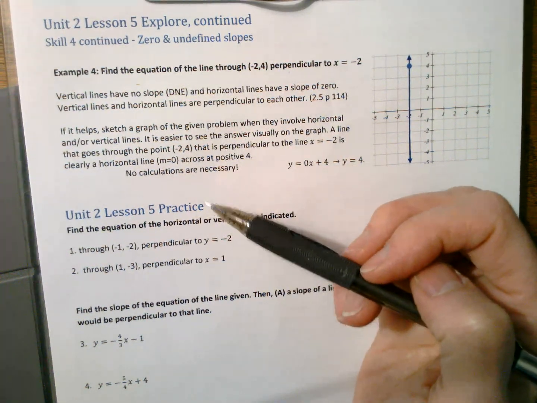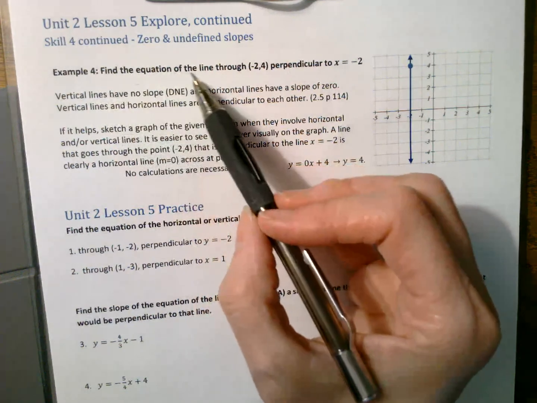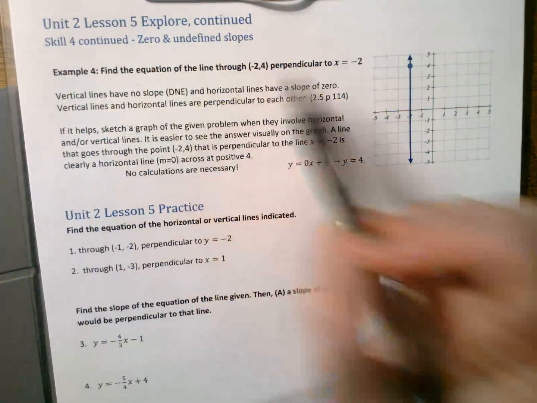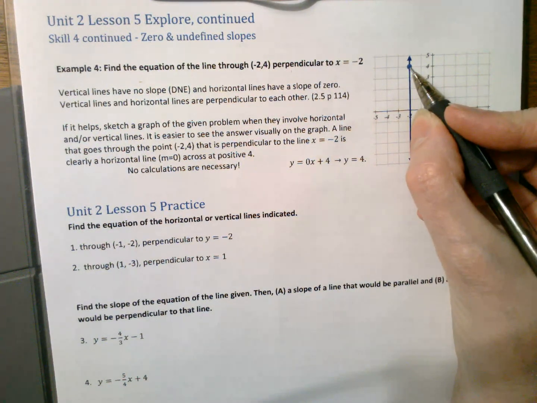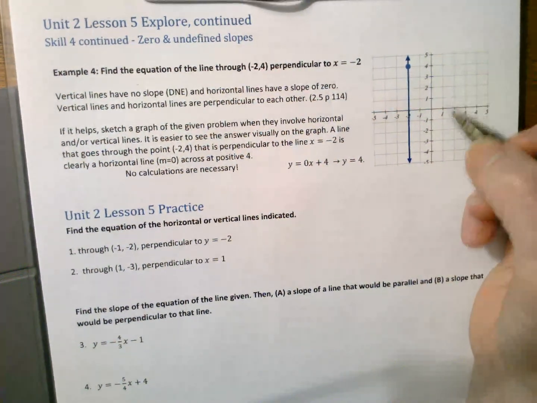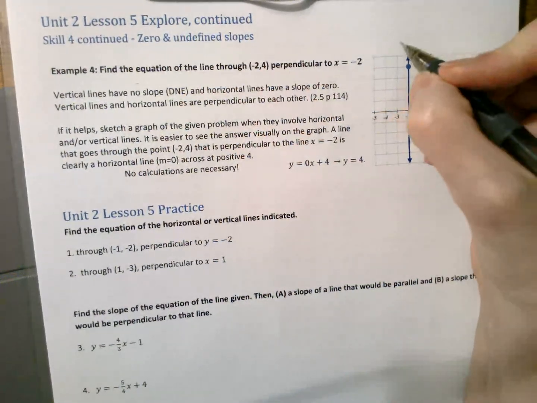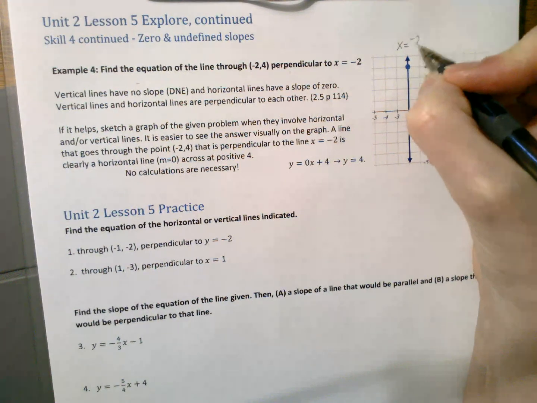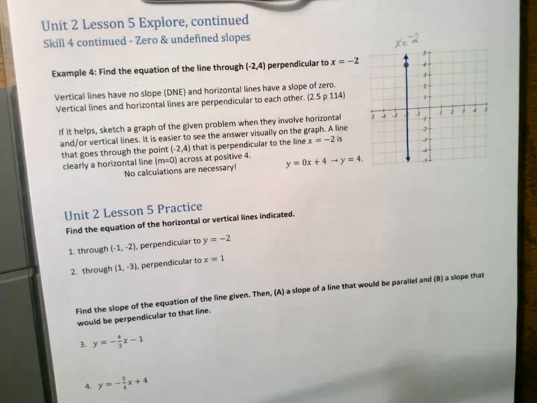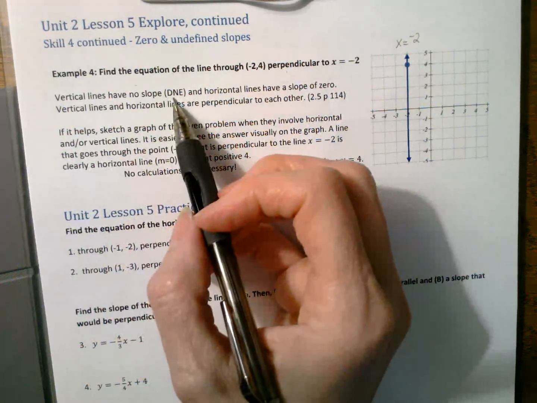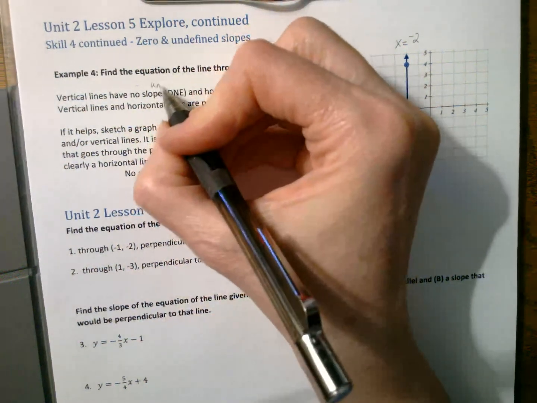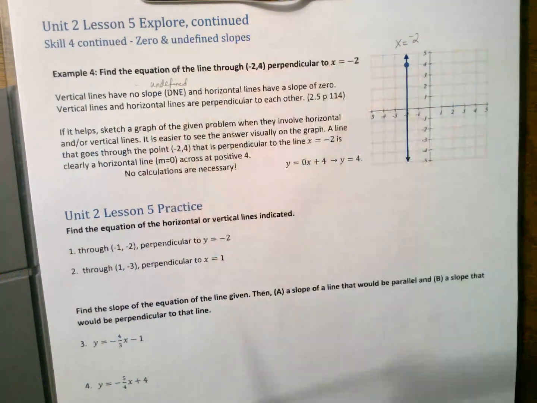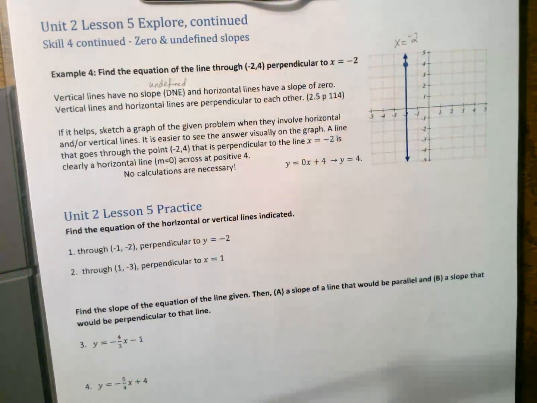undefined slopes. Okay, so example number 4 says find the equation of the line that goes through (-2, 4), so there's the dot right there, and is perpendicular to x equals -2. So the equation of this line is x equals -2, right? Vertical lines have no slopes. They do not exist, okay? Or undefined is the terminology our current online math is using.